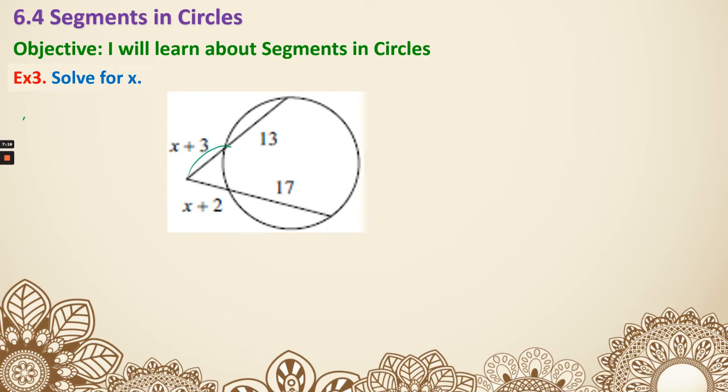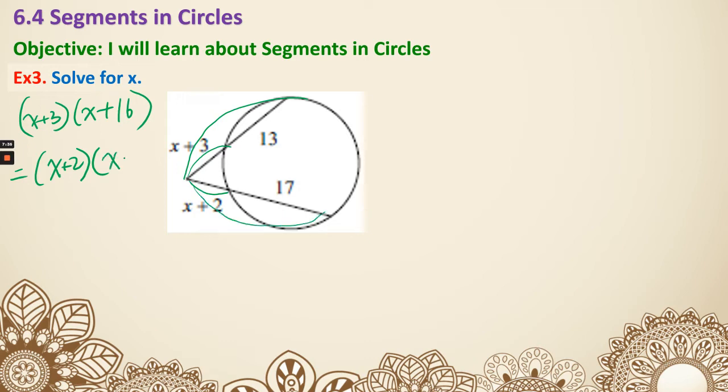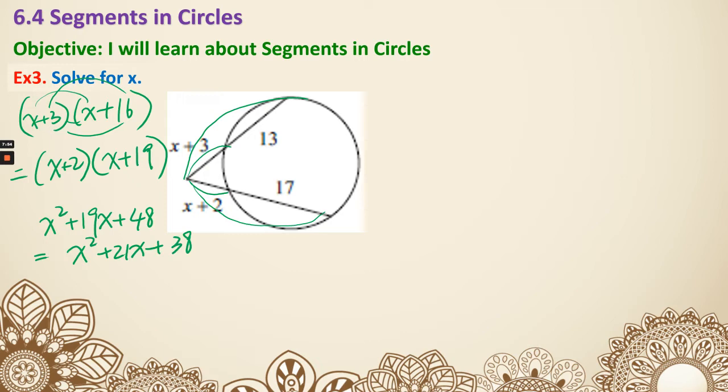The outside part is x plus 3. And the whole thing is x plus 3 plus 13, which is x plus 16. That is going to equal the other one, x plus 2 as the external part, and then the whole thing is x plus 2 plus 17, which is x plus 19. Now we do need to do our distribution to simplify. So here it is. x squared on the left side, plus 3x and 16x, plus 19x, plus 48, is going to equal x squared plus 21x plus 38. The x squared would cancel, and you can subtract 19x on both sides and then subtract 38 on both sides. That's going to give you 10 equals 2x, so x equals 5.